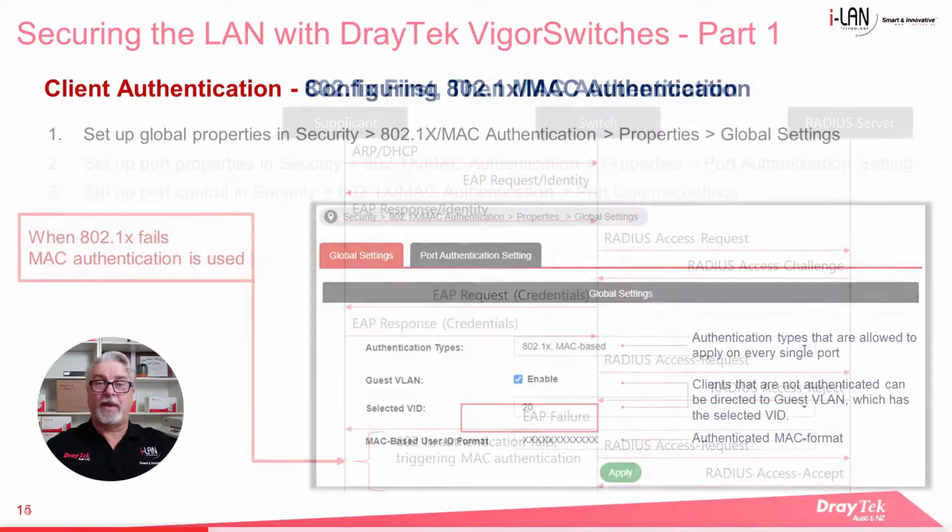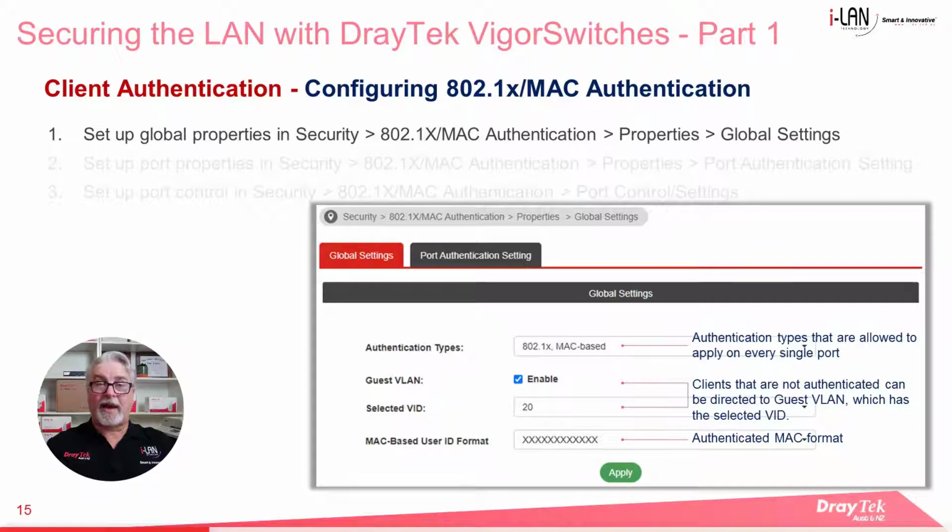To set up 802.1x and MAC authentication, we need to first set up the global settings in the VigaSwitch. You'll find this in the VigaSwitch menu under Security, 802.1x MAC Authentication, Properties. Then select the Global Settings tab.